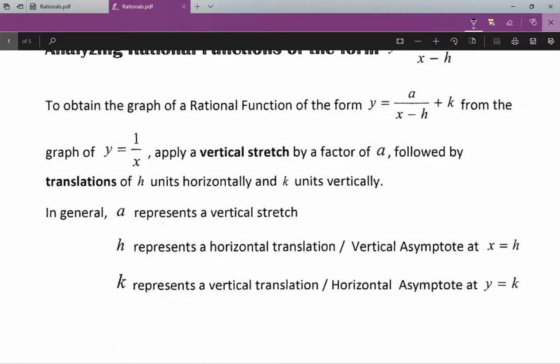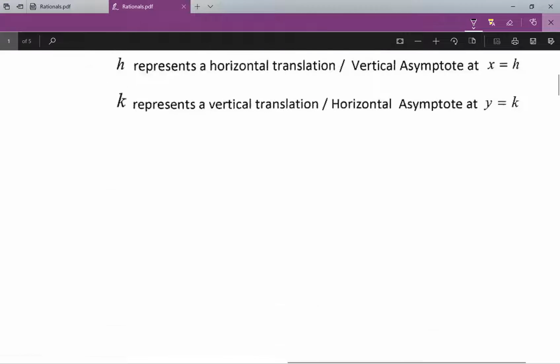When we're transforming these graphs, what we're most likely going to be doing is just looking at my vertical and my horizontal asymptote, moving those, and then after we've moved those, we can fill the rest of the graph in, as you guys will see in a bit.